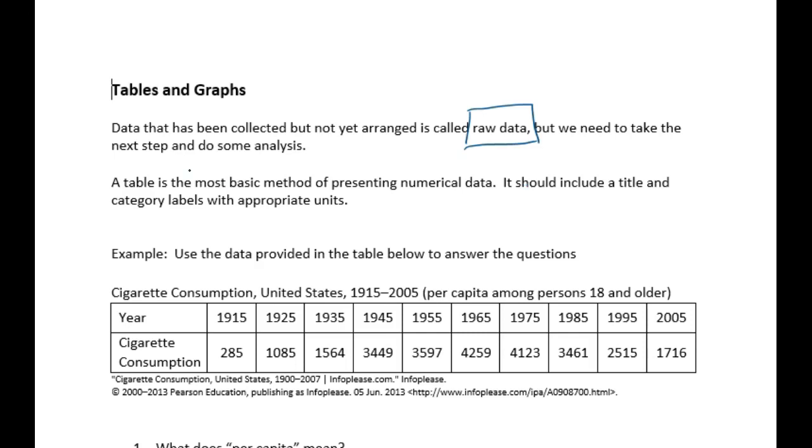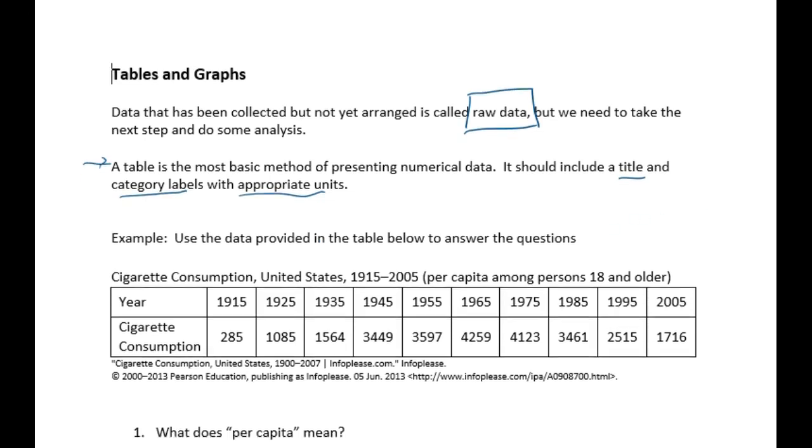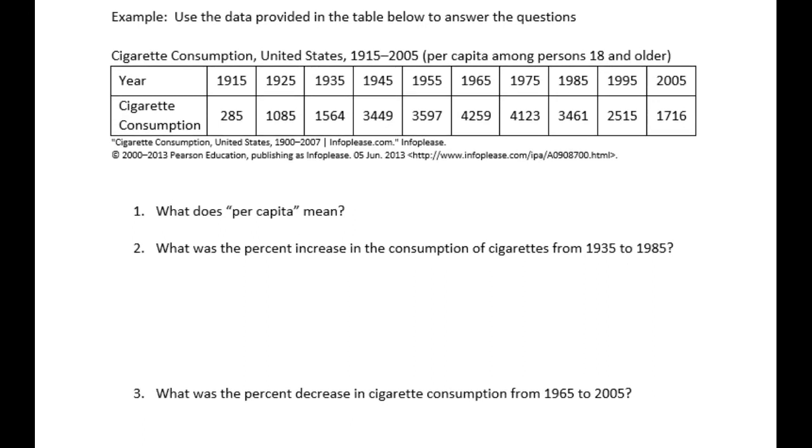Generally the first step that we often see done is creating a table. It's the most basic method of presenting numerical data. If you're producing one, it should definitely include a title, category labels, and appropriate units. So let's look at an example of data put into a table format. Here's our example, in table format.